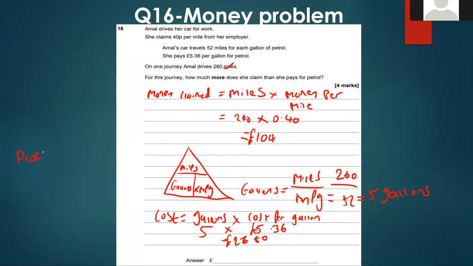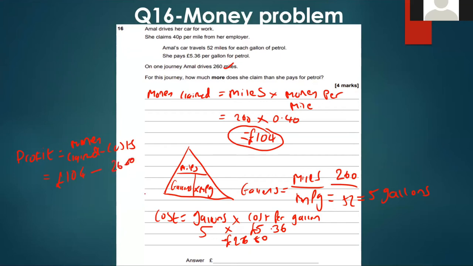So we call it profit, and we looked at this earlier. That's going to be equal to the money that she's actually claimed, take away the costs, and we look at the difference to work that out. The money she's claimed is £104, because we know that the money claimed there is 104. Take away the cost, which is £26.80.